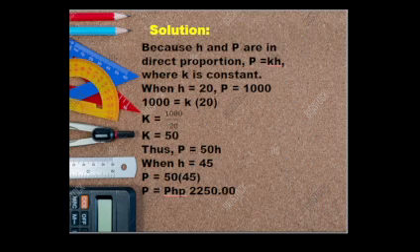For the solution, because H and P are in direct proportion, we will use the formula for direct variation. So we have P is equal to kH. P is the money that we're going to pay, and H is the number of hours, or the time, where k is the constant. So when H equals 20 and P is equal to 1,000, if you work 20 hours, you will be paid 1,000.